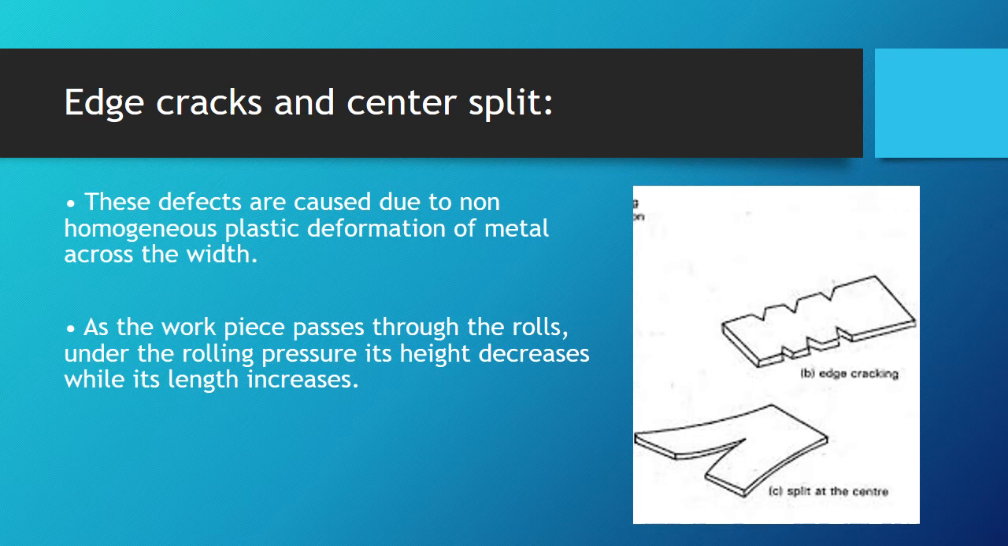As the workpiece passes through the rolls under the rolling pressure, its height decreases while its length increases. This phenomenon causes defects which can cause a split of the material in the center. A typical representation of edge cracking is this figure, and a typical representation of a split at the center is this.